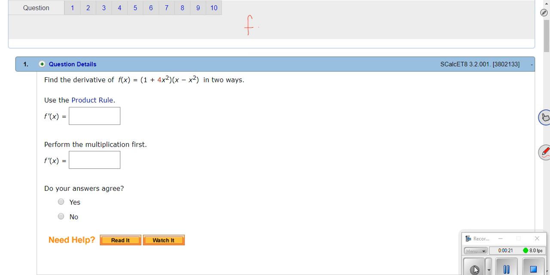If I am trying to find (f times g)', the derivative of f times g, that is going to equal f prime times g plus f times g prime. Okay, f prime times g plus f times g prime.